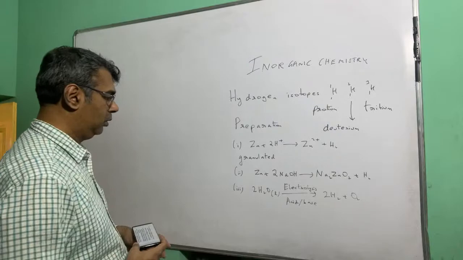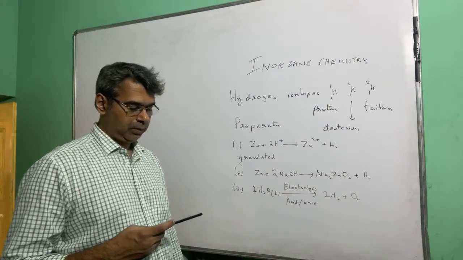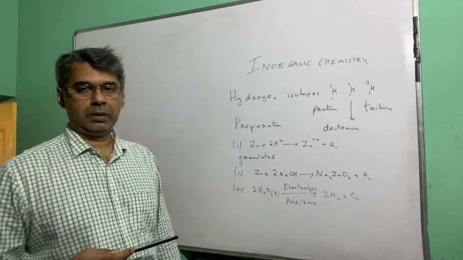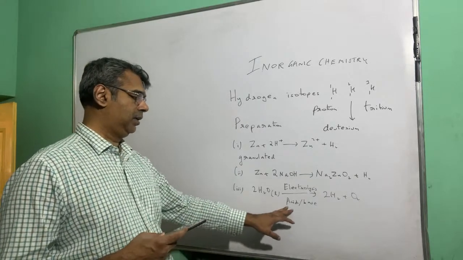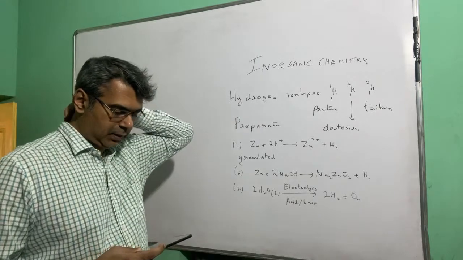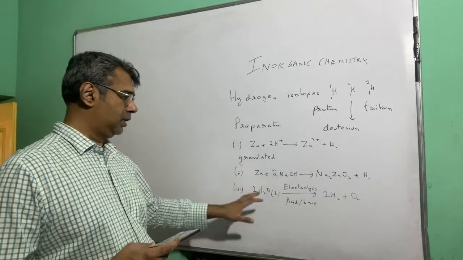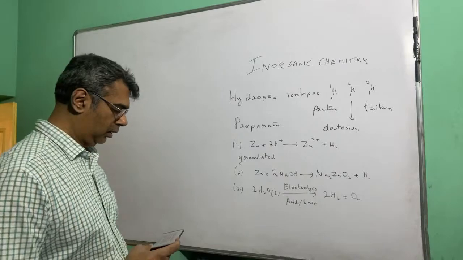Okay, then we come to electrolysis of water. So you know that water by itself is not a very good conductor, so we can add traces of either acid or base. So electrolysis of water will give hydrogen and oxygen.